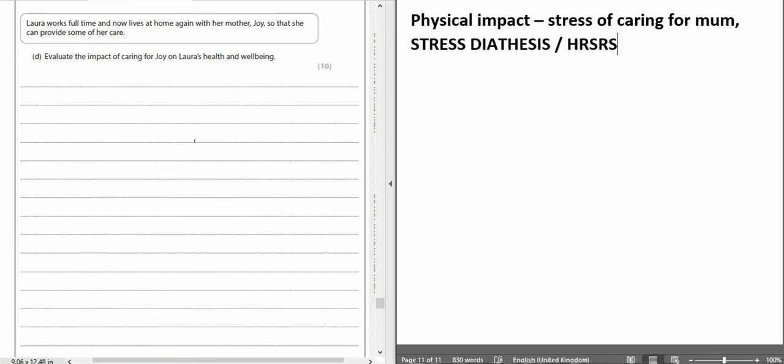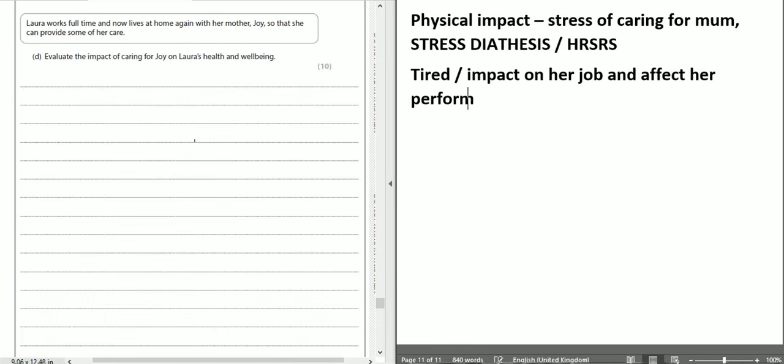That could be obviously causing her to be tired, and can obviously have an impact on her job and affect her performance. So this could then also lead on to, again, I'm kind of spitballing ideas here, her self-concept, self-esteem.